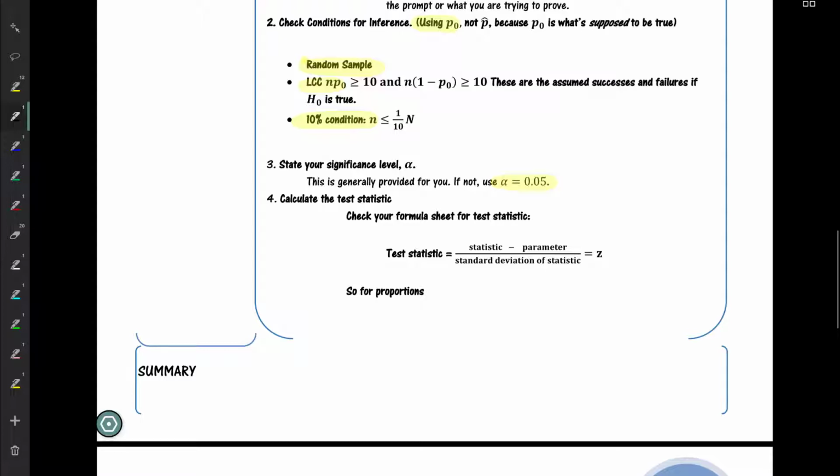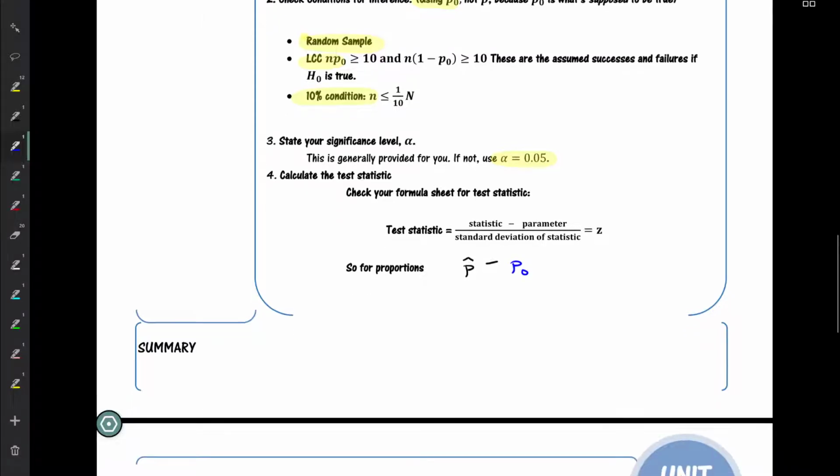Now, our statistic in this case is going to be p hat. The parameter is the thing that we are trying to assume to be true for the entire population, so that's your p naught. And then the standard deviation of the statistic is going to be that sigma sub p hat, or in this case sigma sub p naught, because we're basing everything off of that assumed to be true calculation. So it's over the square root of p naught times 1 minus p naught all over our sample size of n. And this gives us our z-score. So let's go ahead and calculate our test statistic, because we haven't done that yet.